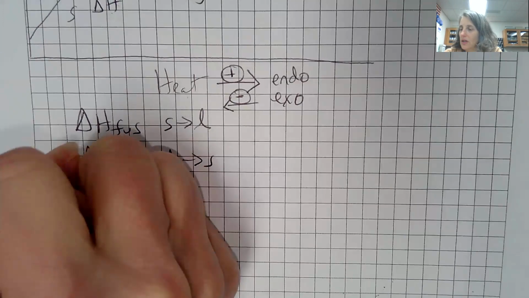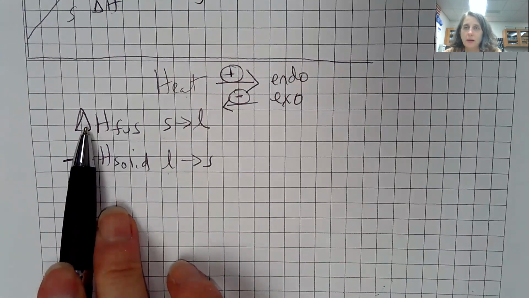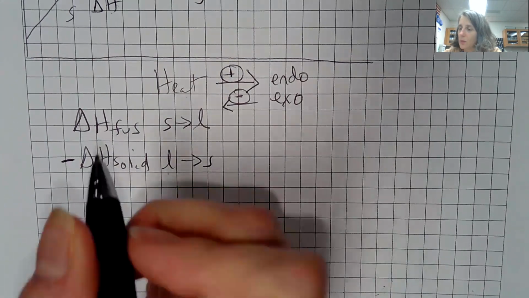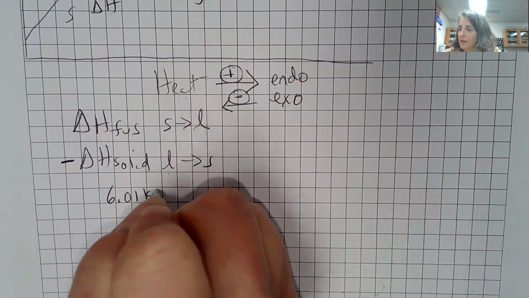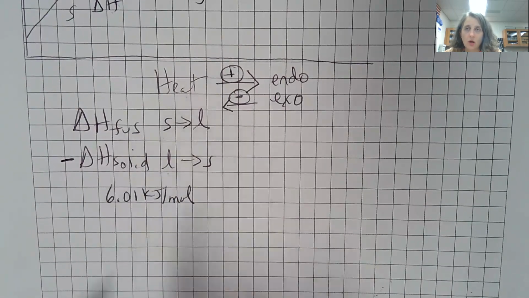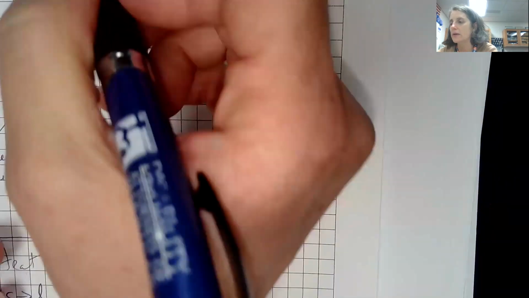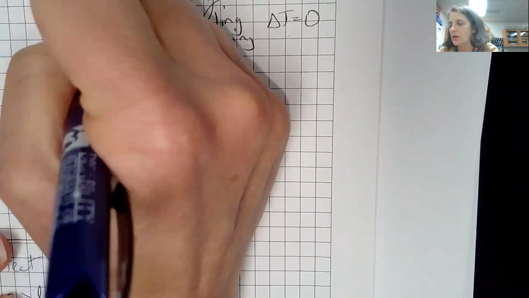Heat of solidification is going to be a negative quantity because I have to take heat away. Heat of fusion is going to be a positive quantity. And for water, the number is 6.01 kilojoules per mole, okay? It is the same for both of these because the quantity is the same, it's just the direction that is changing.